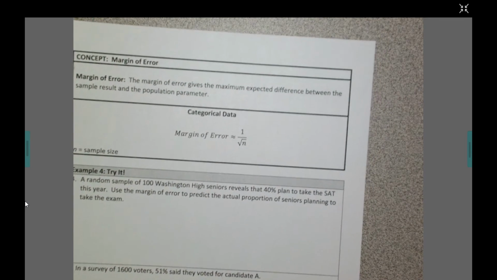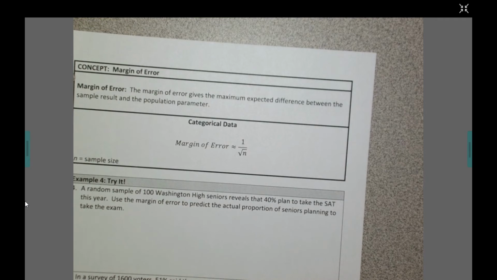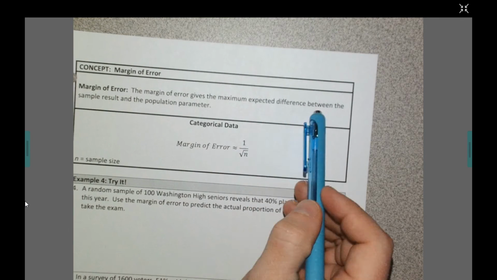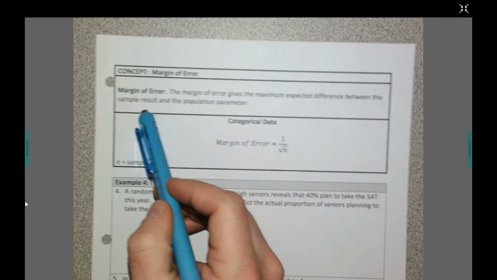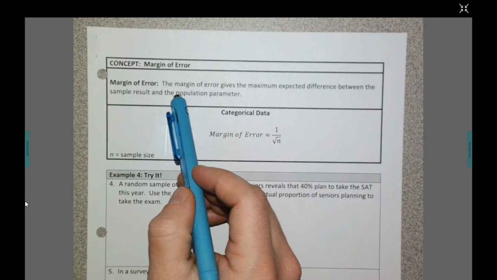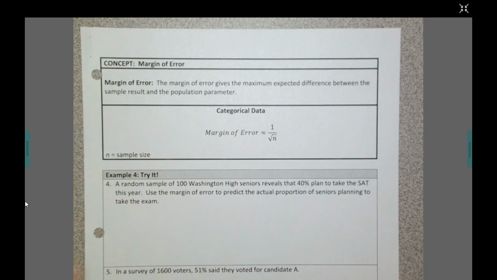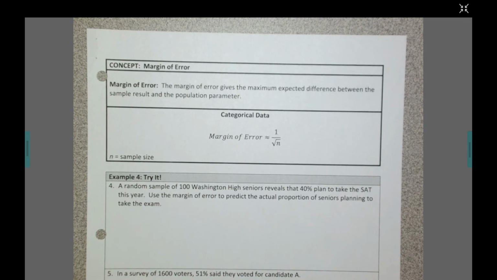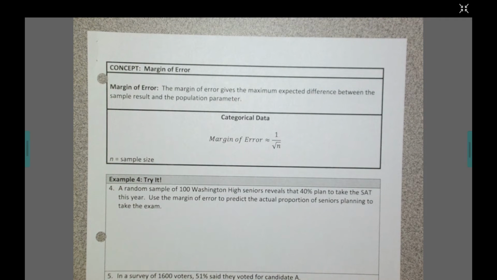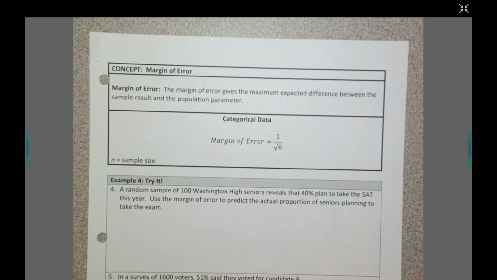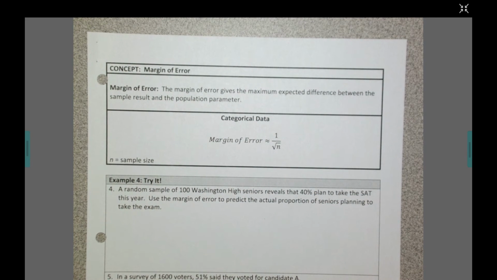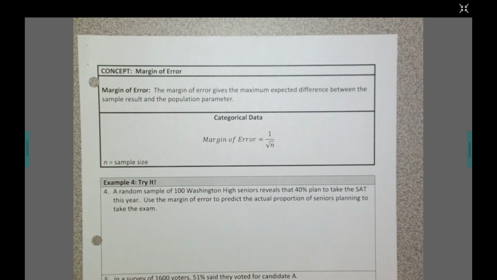All right, the big thing for today is margin of error. Margin of error, it's a formula given right here. So it gives us the maximum expected difference between the result and the population parameter. So our formula is 1 over the square root of n, where n is the sample size. So how many people did we ask? The more people you sample, the smaller the margin of error will be. So on these, really, these are ones you should be able to do on your own. You're just plugging in the calculator.